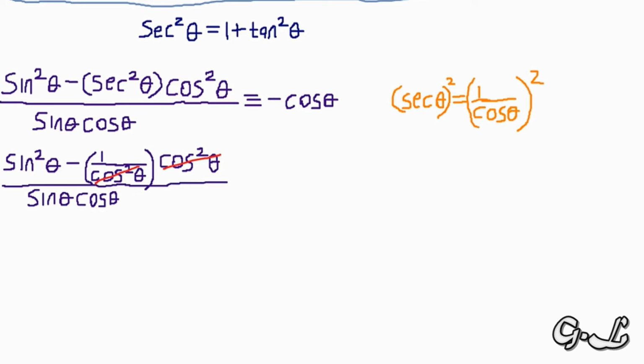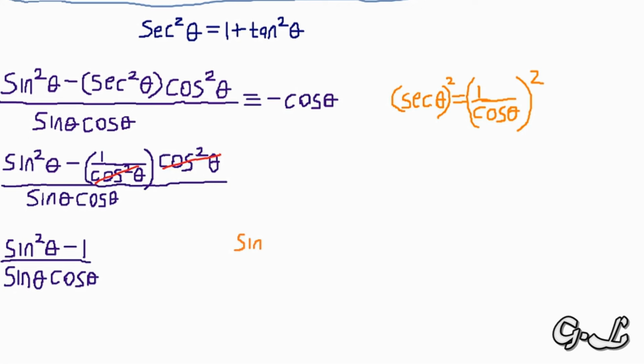And then what you should keep in mind is that when you divide cos squared theta by cos squared theta, it will give you the value of 1. So those two, we are going to simply cancel them out. So it will be something like that. So it will be sine squared theta minus 1, and then down we have sine theta over sine theta cos theta.